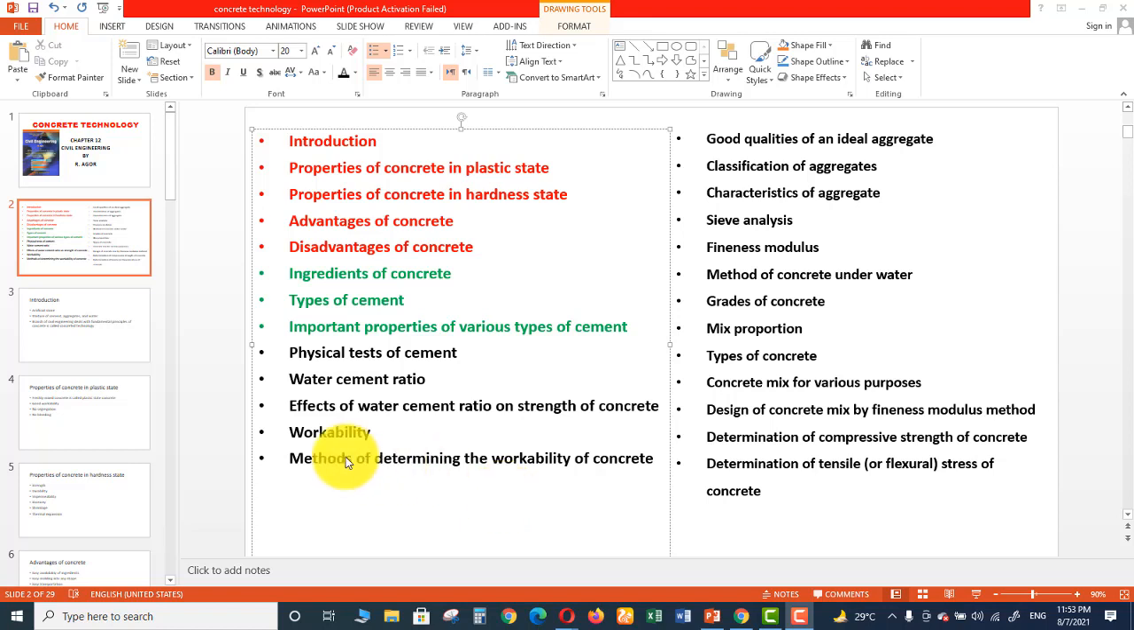As we are discussing the theory related to concrete technology, in the previous two videos we have covered up to the important properties of various types of cement. Sorry, we have covered up to the disadvantages of concrete. So in today's video we will cover the next three topics, which are ingredients of concrete, types of cement, and important properties of various types of cement.